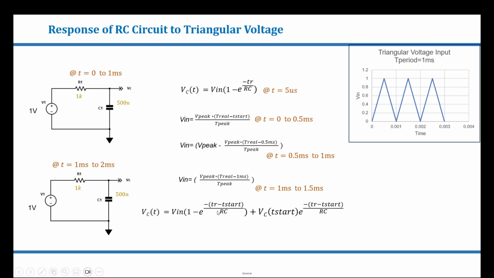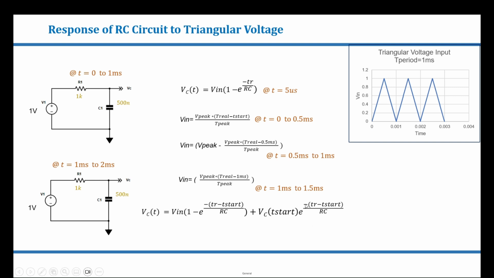Now, after 5 microseconds, there is a change in the input voltage, and hence the voltage across capacitor can be calculated using the following equation. If we consider, let's say 10 microseconds, then Vc of 10 microseconds will be equal to V in into 1 minus e to the power minus T real minus T start, here 5 microseconds, divided by RC, plus Vc of 5 microseconds into e to the power minus 10 microseconds minus 5 microseconds divided by RC.